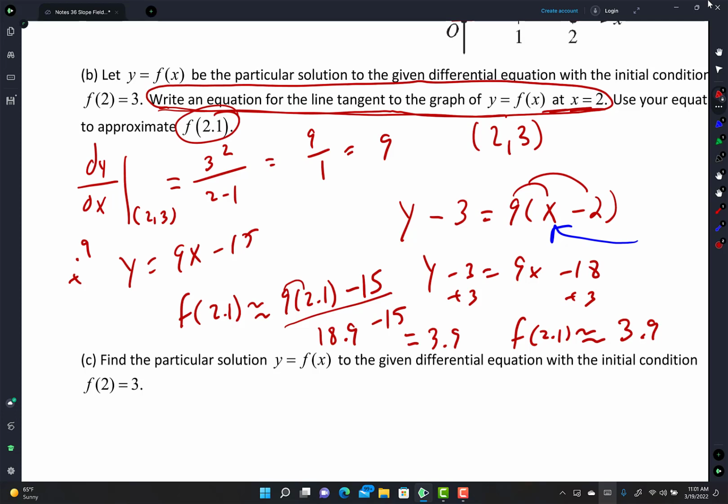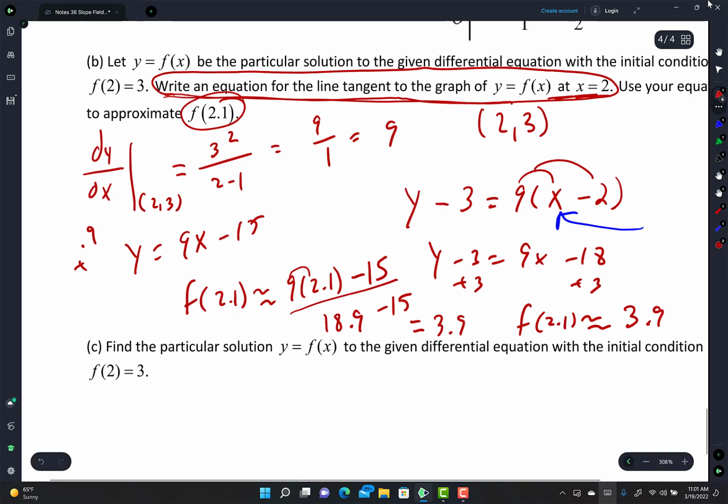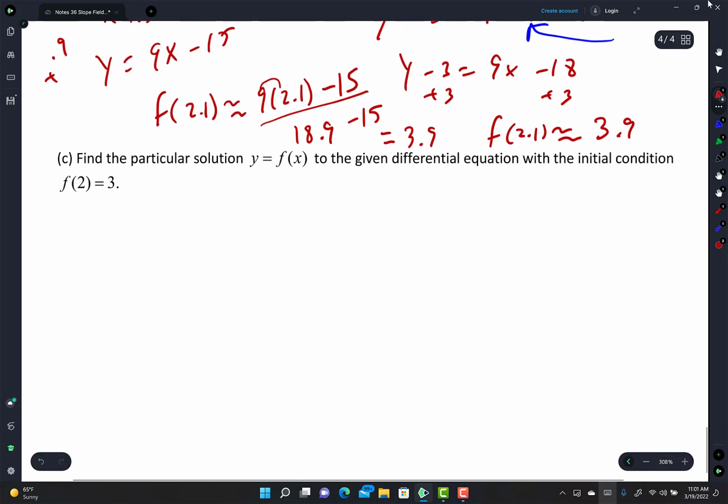Because if you find your tangent, as long as you're close to x equals 2, the y value is going to be pretty close. Now, letter C says to find that particular solution. Okay, see, because when I first read B, I thought it wants me to find a particular solution. No. Then okay. Letter C does. Look at letter C. It says find a particular solution. Y equals f of x is a given differential equation with initial condition f of 2 equals 3.